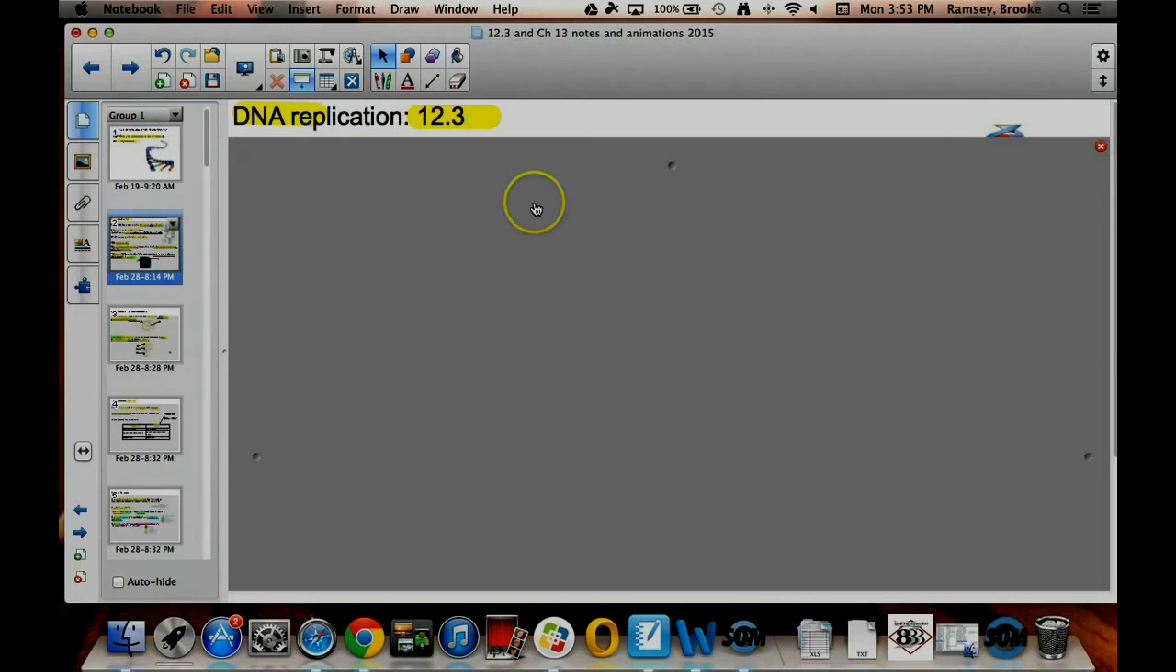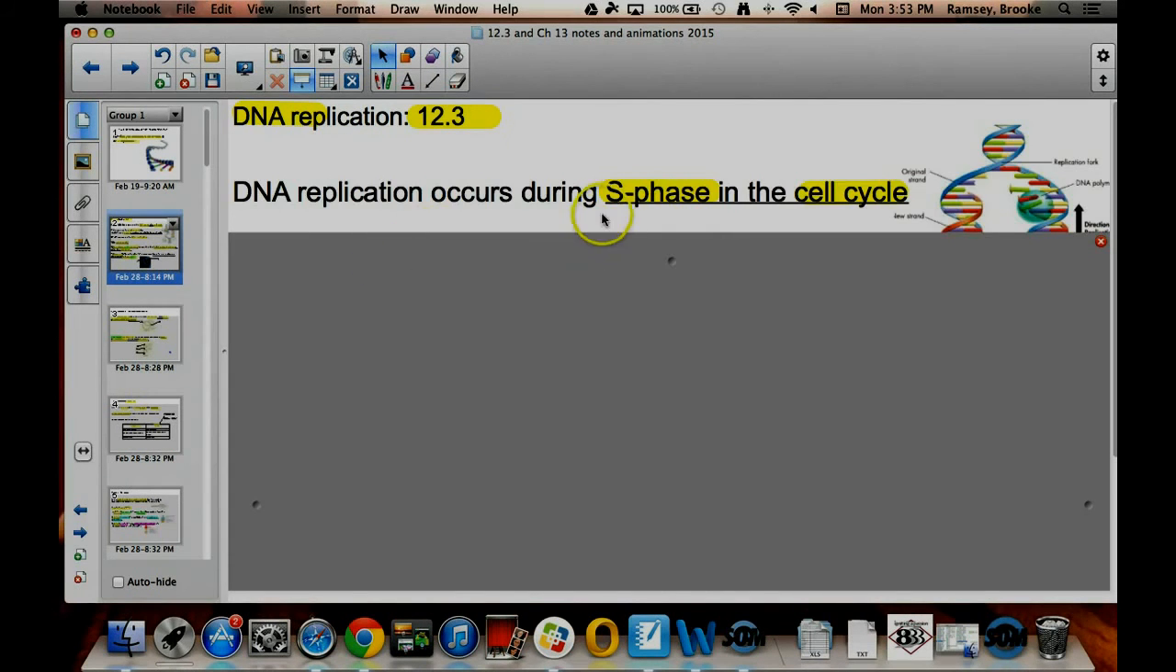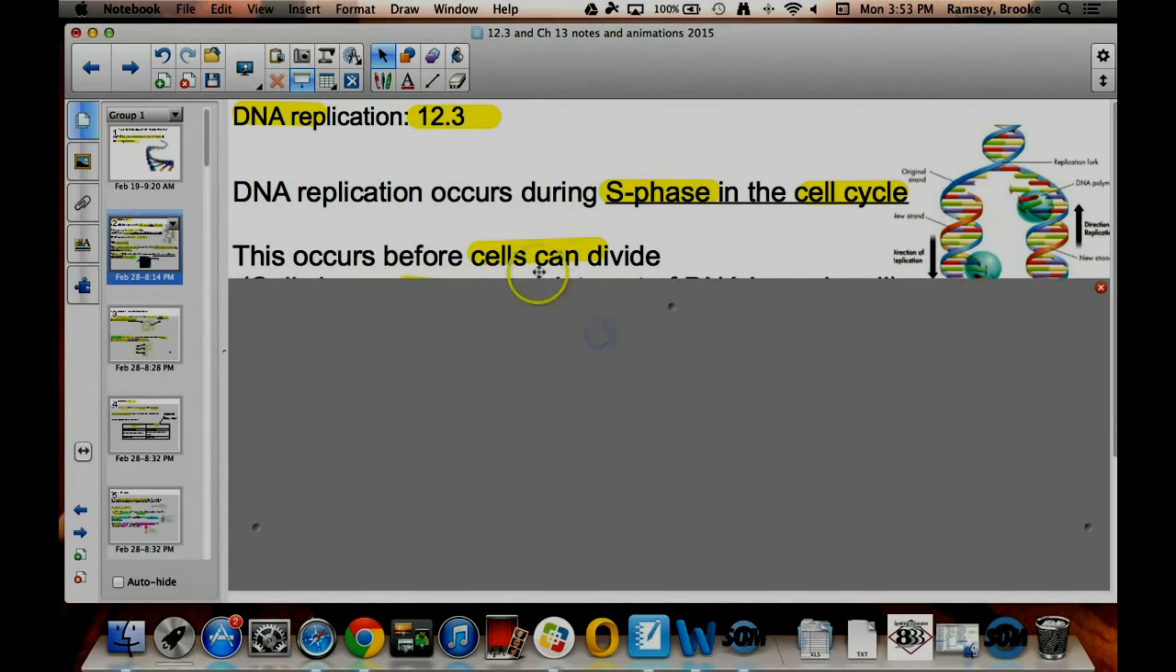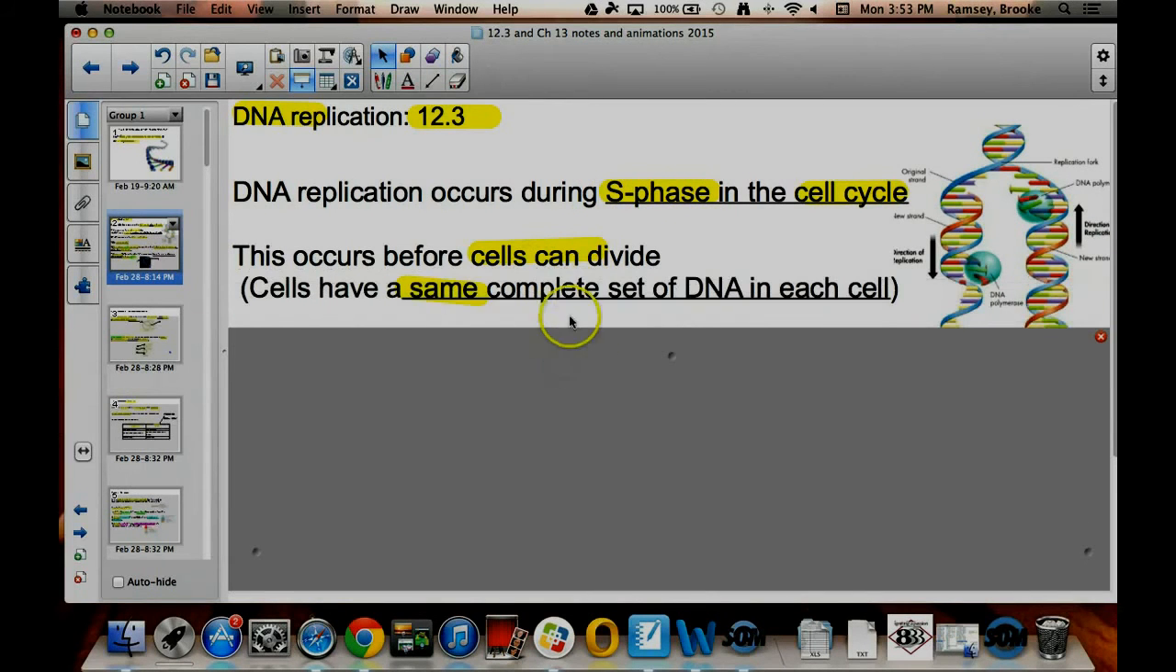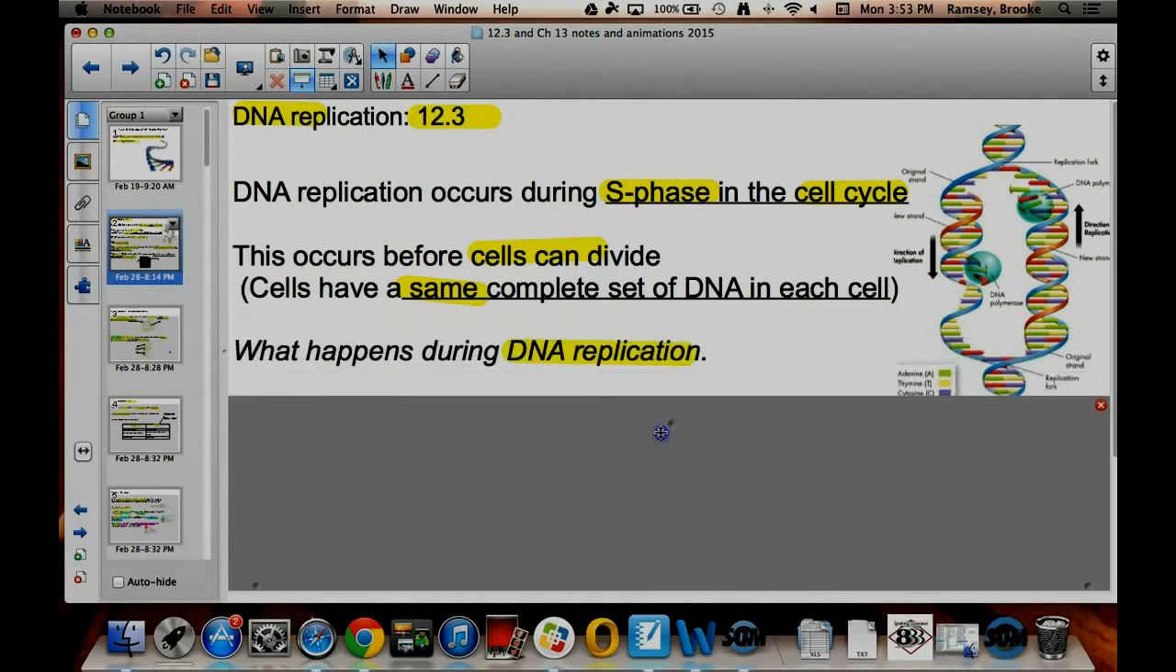So moving right into chapter 12.3, we're looking at DNA replication. Think back. What does this word replicate mean? You got it right. It means we are going to copy our DNA. And think about, when does this happen in the cell cycle? Replication is going to happen during our S phase, and we have to copy the DNA so we can provide the new cell that's created a same complete set of DNA. I kind of think of it as like an instruction manual so it can function.